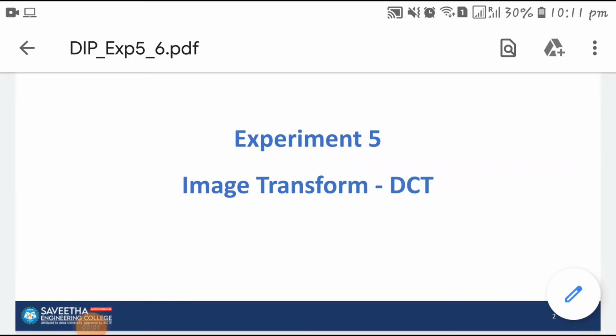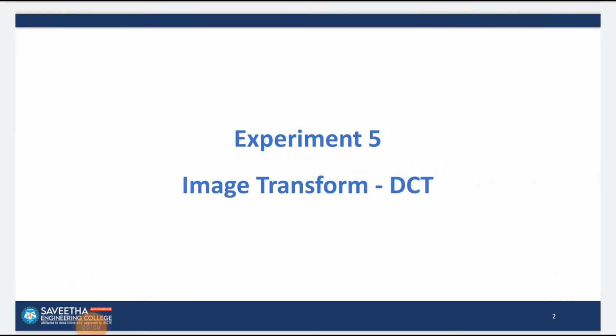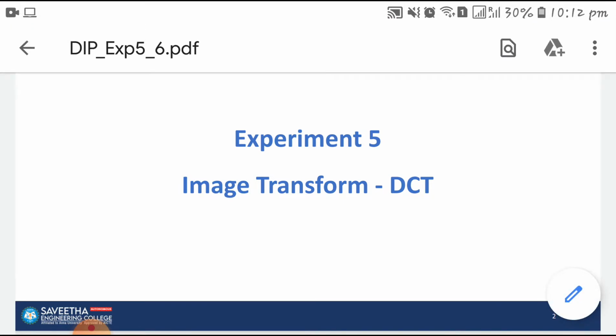Hello all. For today's lab, we'll start with experiment number 5, which is image transform using discrete cosine transform. Image transformation is when you transform an image from one domain to another domain. Transformation is the word used to represent any kind of processing that involves changing given data. For example, you would have studied signals and systems, right?